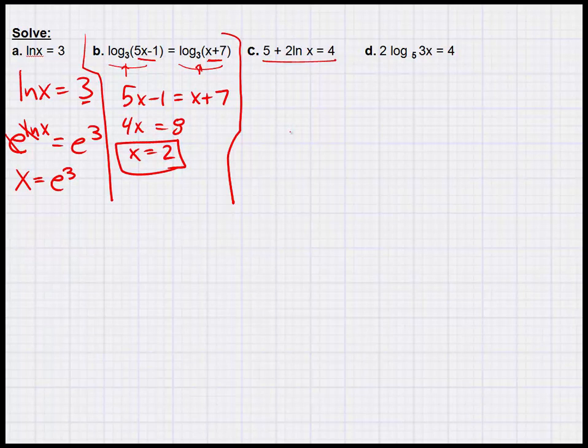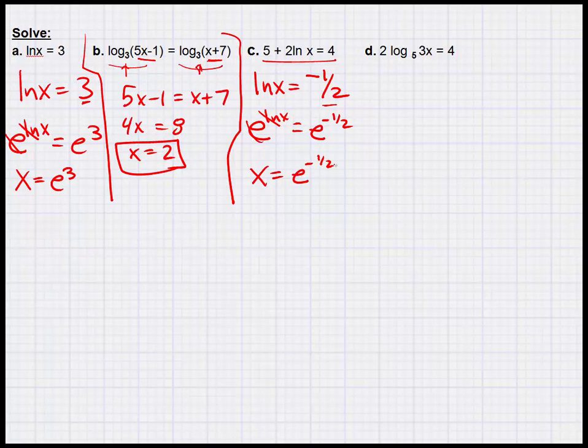Next one. Is my log by itself? No. So get the log by itself first. I'll subtract 5, divide by 2. So I end up with natural log of x equals, what would it be, negative 1/2. Now that the log's by itself, I can't use the one-to-one property because I don't have a log over here. So then what I'm going to do is use my inverse property. e to the natural log of x equals e to the negative 1/2. So these will cancel, and x equals e to the negative 1/2.